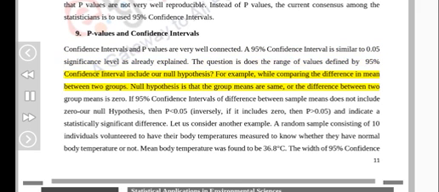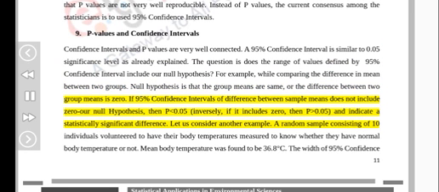For example, while comparing the difference in mean between two groups, the null hypothesis is that the group means are the same, or the difference between the two group means is 0. If the 95% confidence interval of the difference between sample means does not include 0, the null hypothesis value, then p is less than 0.05. Inversely, if it includes 0, then p is greater than 0.05, indicating no statistically significant difference.